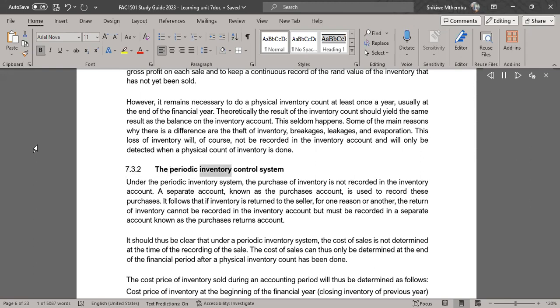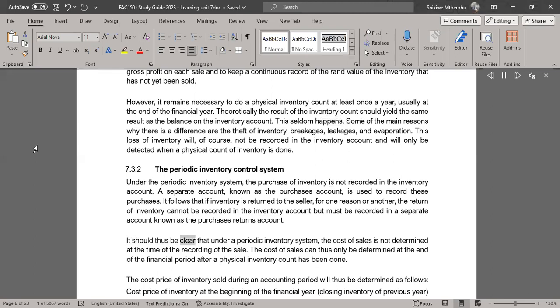7.3.2 The Periodic Inventory Control System. Under the Periodic Inventory System, the purchase of inventory is not recorded in the inventory account. A separate account, known as the purchases account, is used to record these purchases. It follows that if inventory is returned to the seller, for one reason or another, the return of inventory cannot be recorded in the inventory account but must be recorded in a separate account known as the purchases returns account.